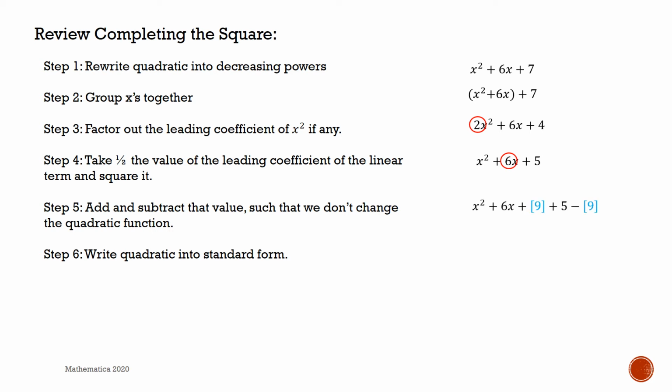Now remember that we can add 0 to any expression. But instead of writing 0, we're changing 0 to positive 9, negative 9. And the reason why we're doing this is because we're trying to complete the square. We're trying to change the look of this function so that there's a perfect square in it.